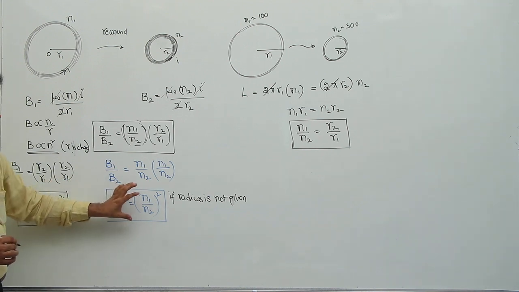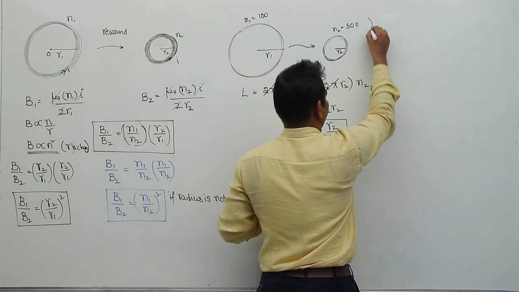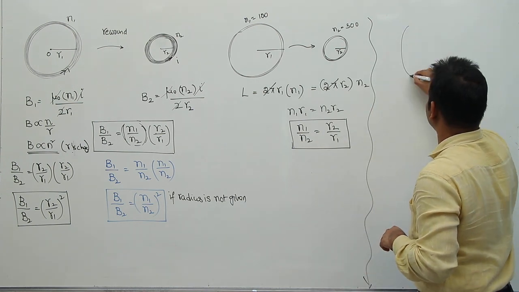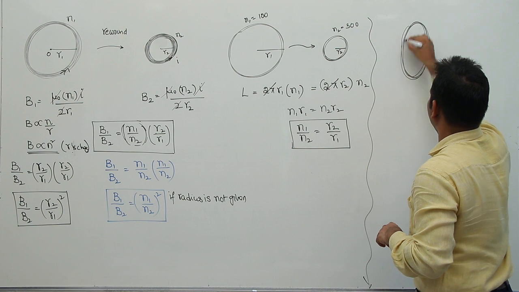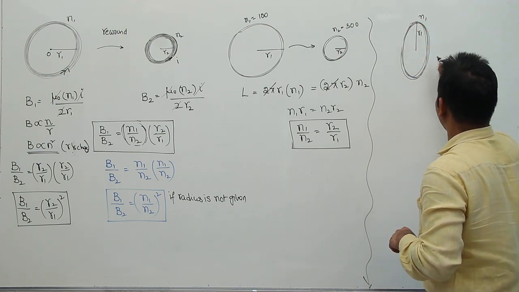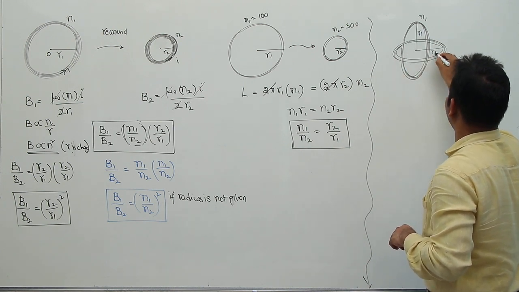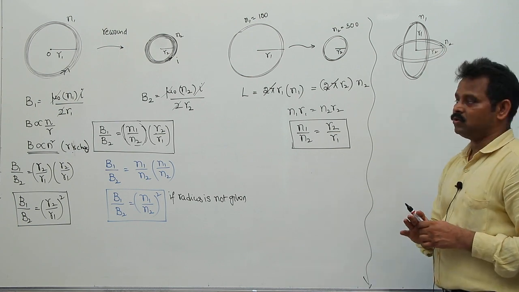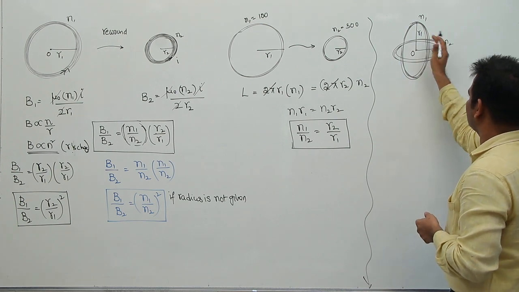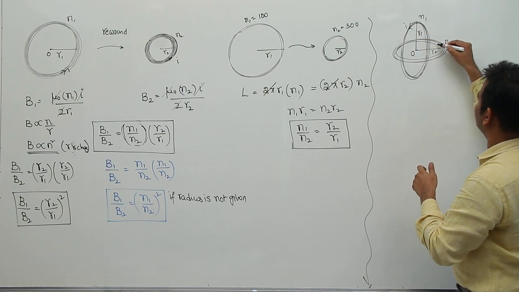This is the relation between B1 and N1 when a coil is rewound into another coil. Now similarly, in case of these coils, let us say there is an arrangement of coils such that this is the first coil with the number of turns N1 and radius R1. Similarly, there is another coil which is exactly perpendicular but coaxial, radius R2, number of turns N2. Here, what is the magnetic field at the common center? Let us say the current in both coils is same.